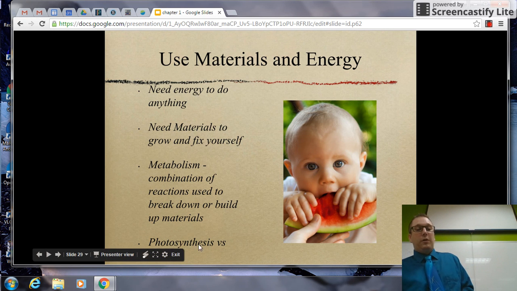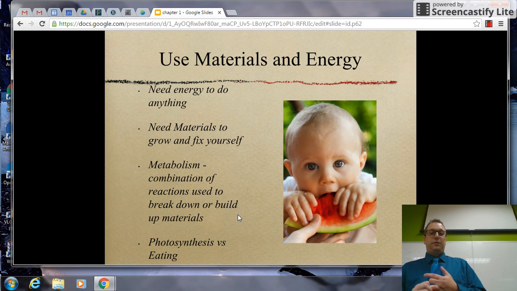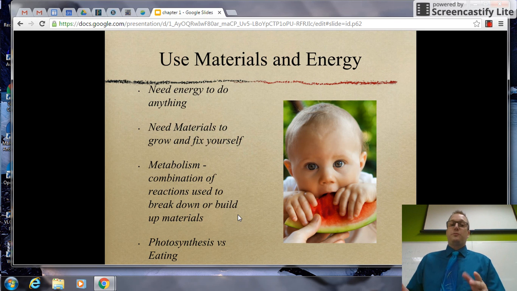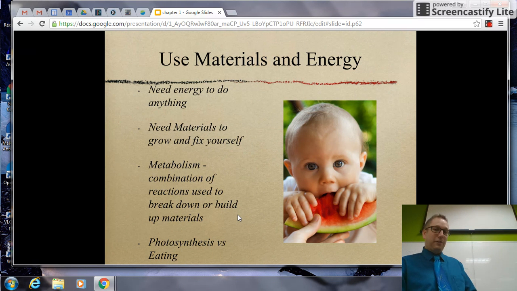Some things can do both. Plants can do both photosynthesis and eating, cellular respiration. You might not think of it, but once plants make the sugar through photosynthesis, they then have to eat the sugar through cellular respiration. So they do both of them. You are just on the eating end. You let other things do the photosynthesizing to make the energy.